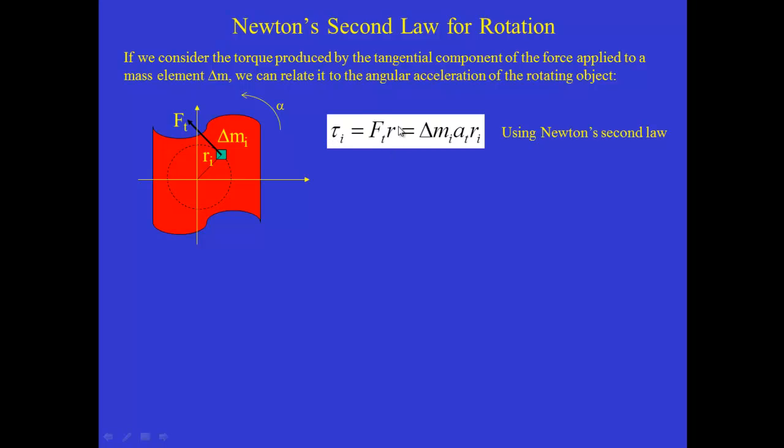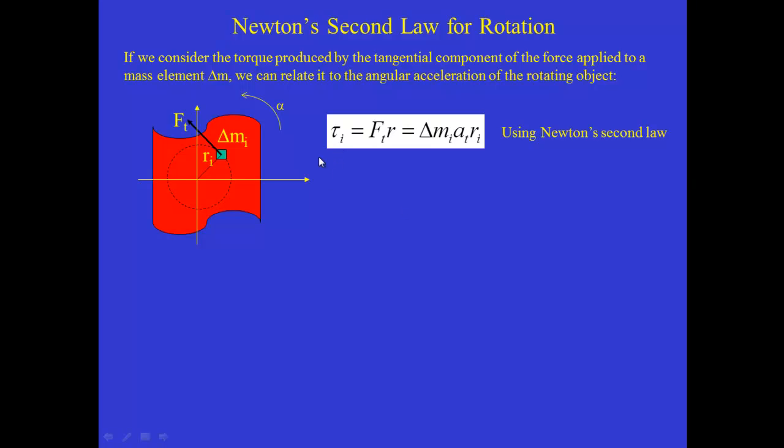tangential force times that distance r. Now the tangential force, the force in the direction of motion, is given by the mass times the tangential acceleration. Remember that as an object goes through circular motion, there's always an acceleration towards the center. We call that the centripetal acceleration. But if the rotation speed is increasing, then there's also an acceleration in the tangential direction. And that acceleration describes the rate of increase of the rotational speed. So we've replaced this tangential force with delta m times a in the tangential direction.